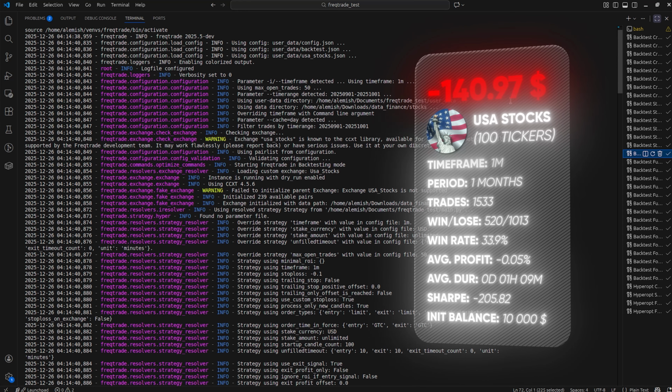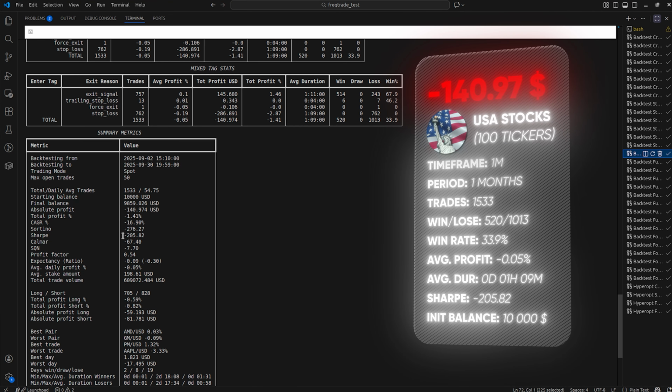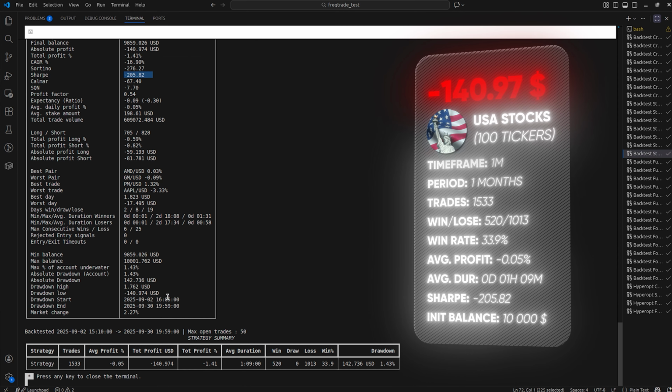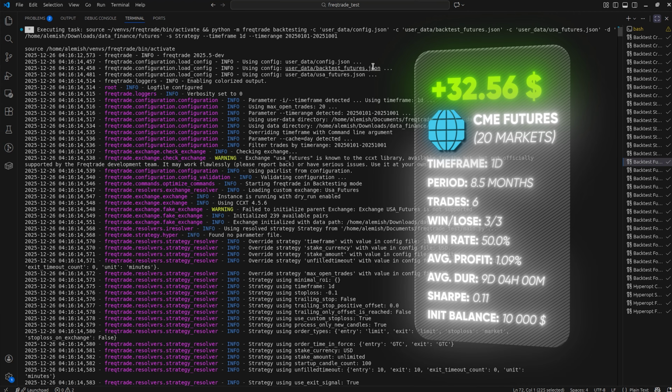And finally, 1 minute time frame, US stocks market. Sharpe is minus 200 this time, very low, and we lost $140. Now we are moving to futures market. Once again, starting with 1 day time frame. You can see the command here on the top.